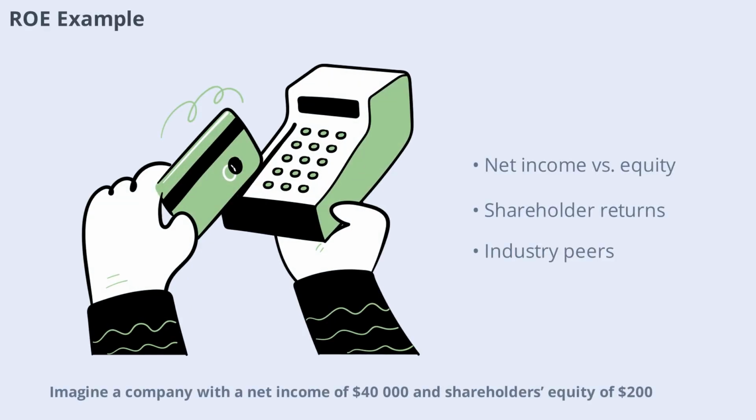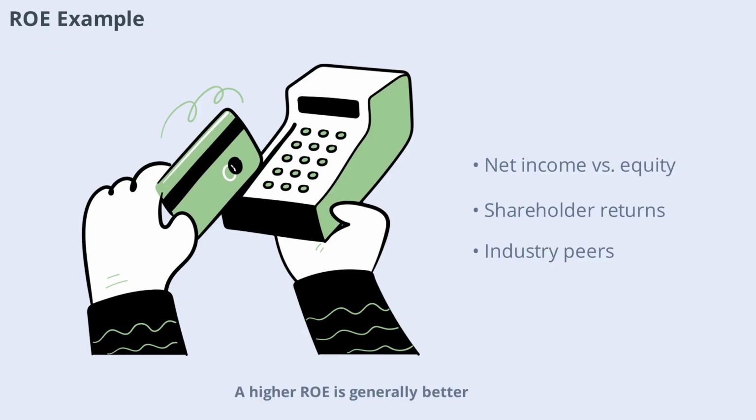Imagine a company with a net income of $40,000 and shareholders' equity of $200,000. The ROE is $40,000 divided by $200,000, which equals 0.2 or 20%. This means the company generates 20 cents of profit for every dollar of equity. A higher ROE is generally better, but it's important to compare with industry peers. Next, let's move on to efficiency ratios and see how they measure operational performance.